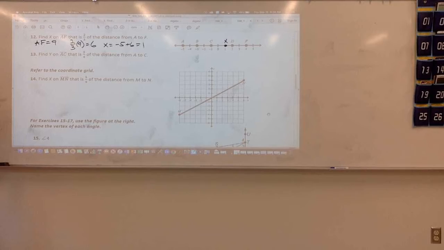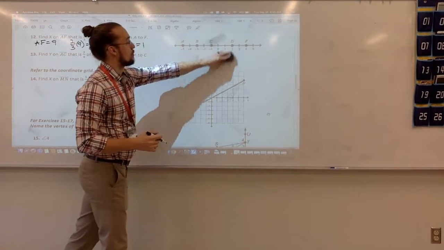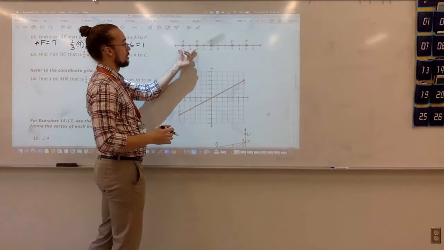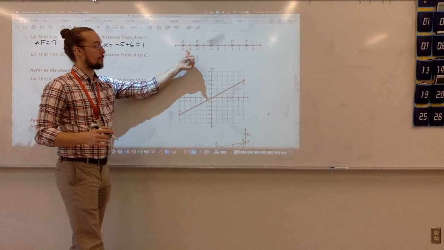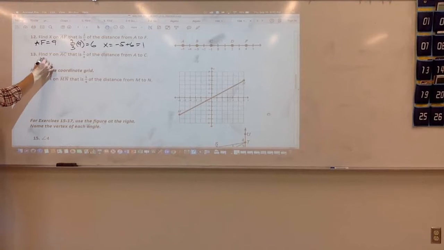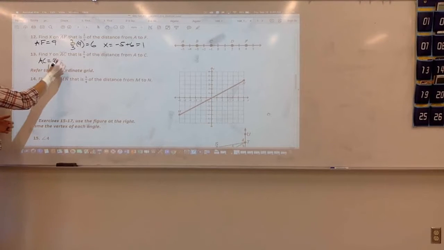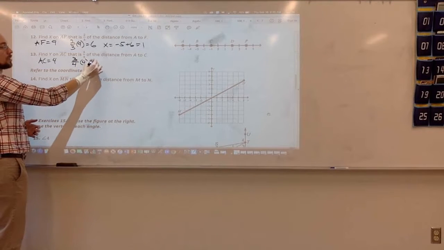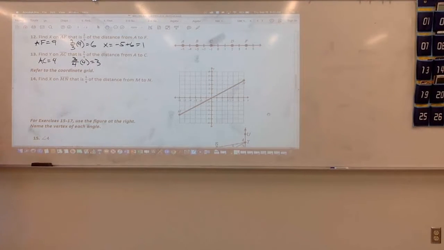We first want to find the total distance from A to C. So A is here, C is here. That total distance, 5 to -1, would be 4. I want 3/4 of that distance. So 3/4 of 4. And if we put that in the calculator, we get 3.